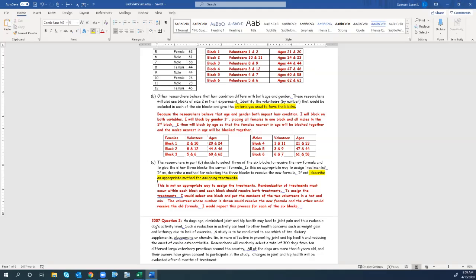And for me, a hat is just an easy way to go about discussing how I'm going to approach assigning the treatments. I just think the hat's a very, very safe way to go through this.